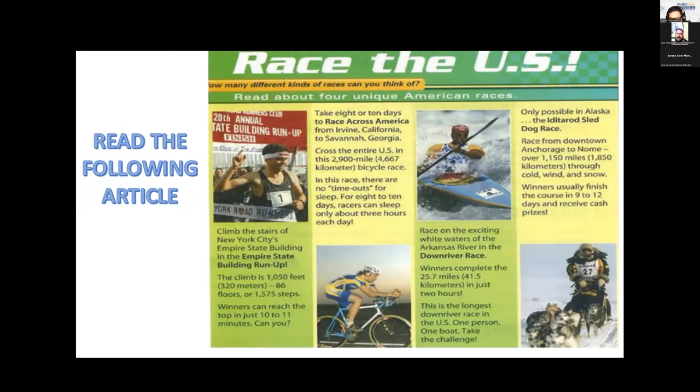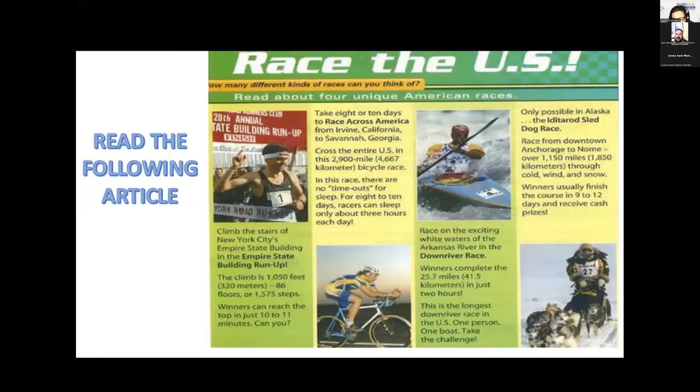And then it says, take 8 or 10 days to race across America from Irvine, California to Savannah, Georgia. Cross the entire U.S. in this 2,900 mile, 4,667 kilometers bicycle race. In this race, there are no time outs for sleep for 8 to 10 days. Racers can sleep only about 3 hours each day.